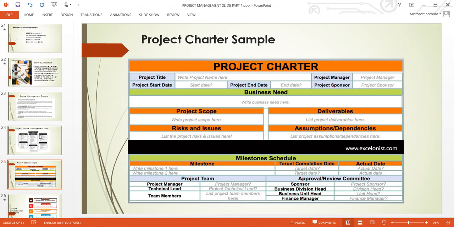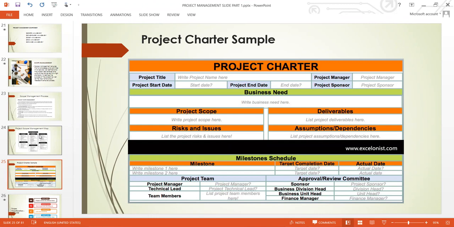Then you look at the team members. The project team members that you are starting the project with, you must state them here. All of them must come under the project charter. These are the people that will be held accountable for that project.